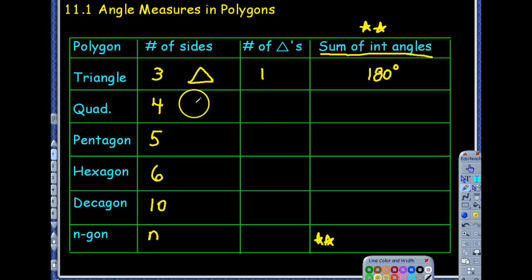Okay, let's go to quadrilateral. Now, quadrilateral has 4 sides. We don't know what kind of quadrilateral. It doesn't matter. So let's create a diagonal. Let's say this one right here. Does that create some triangles? Yes, it makes 2 triangles. 2 triangles. So there are 2 triangles in any quadrilateral. And I could draw in the other diagonal, but then I'm forming more triangles. We want the fewest number of triangles. I love that you said that.